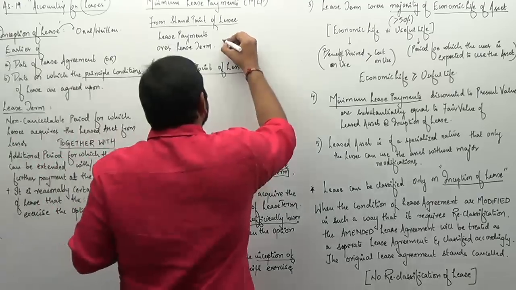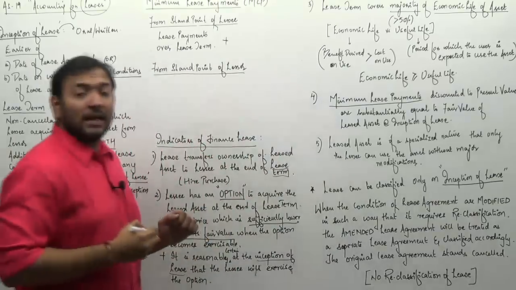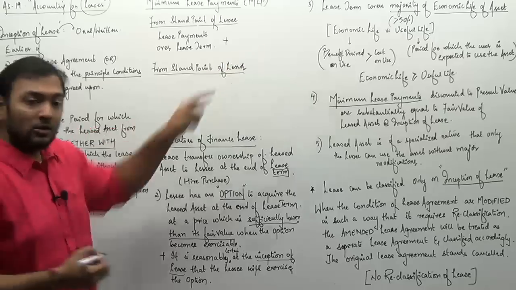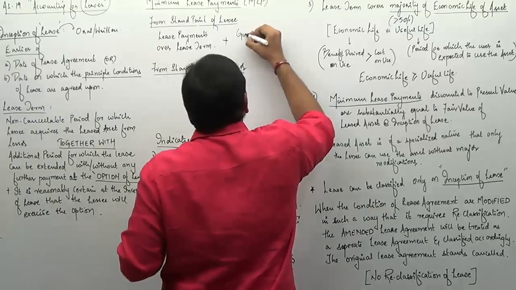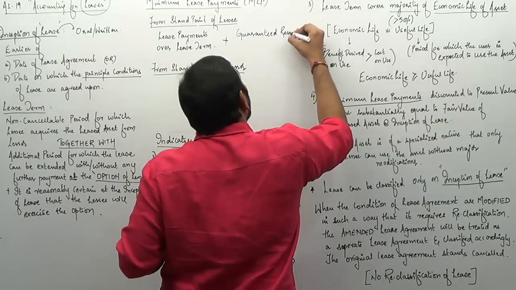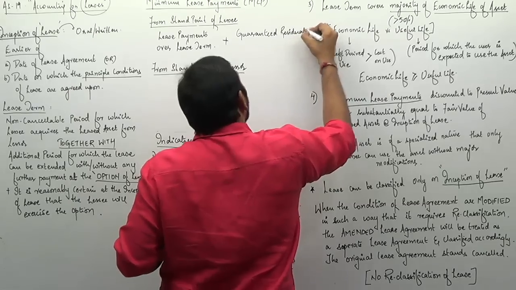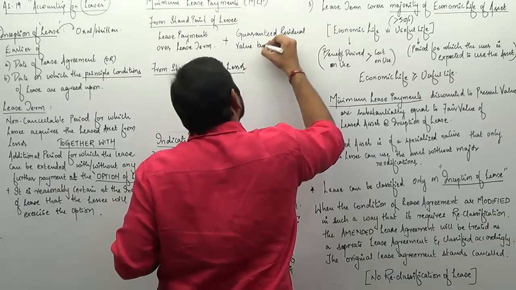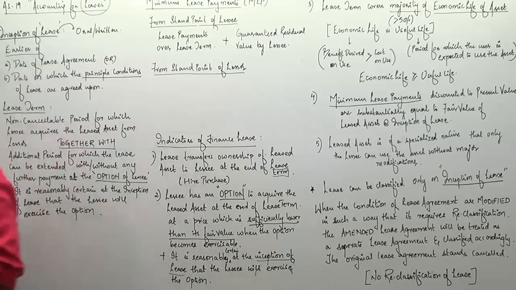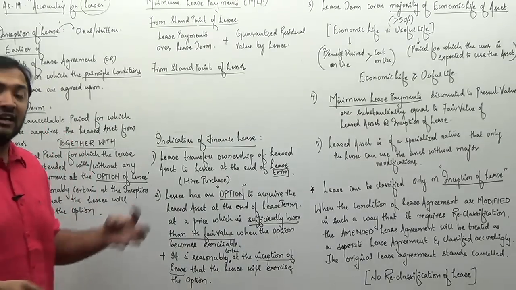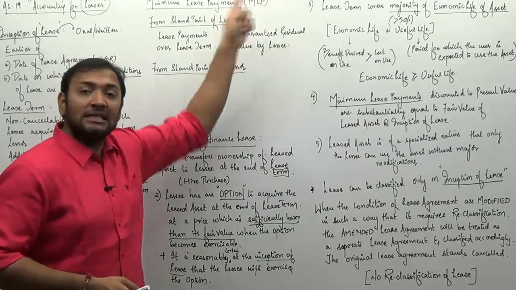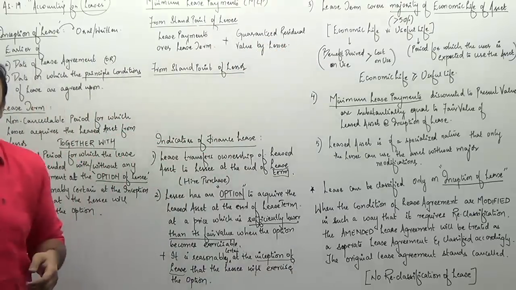Plus, in addition to that, sometimes the lessee is acquiring the leased asset towards the end of the lease. So that also should be paid. So this is called as guaranteed residual value by lessee. What is this guaranteed residual value? Residual value is the value of the leased asset at the end of the lease term. Now, that portion of residual value which is guaranteed by the lessee is called as guaranteed residual value.